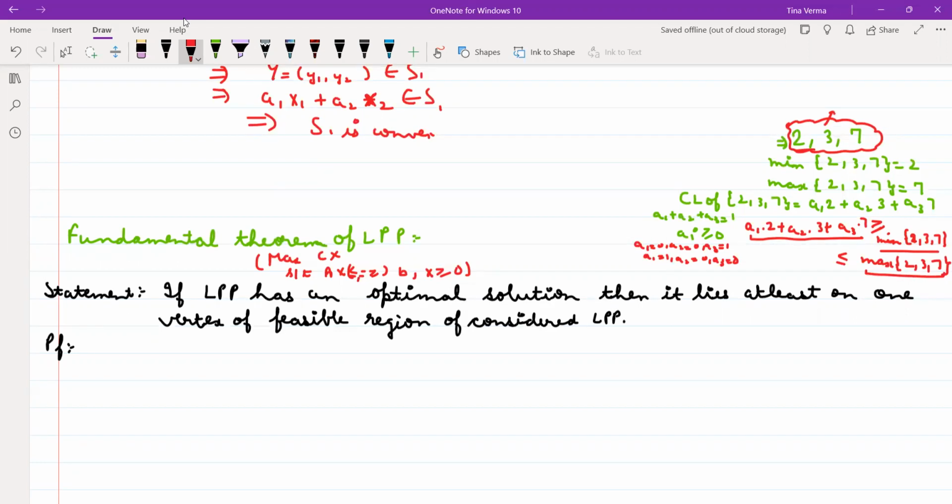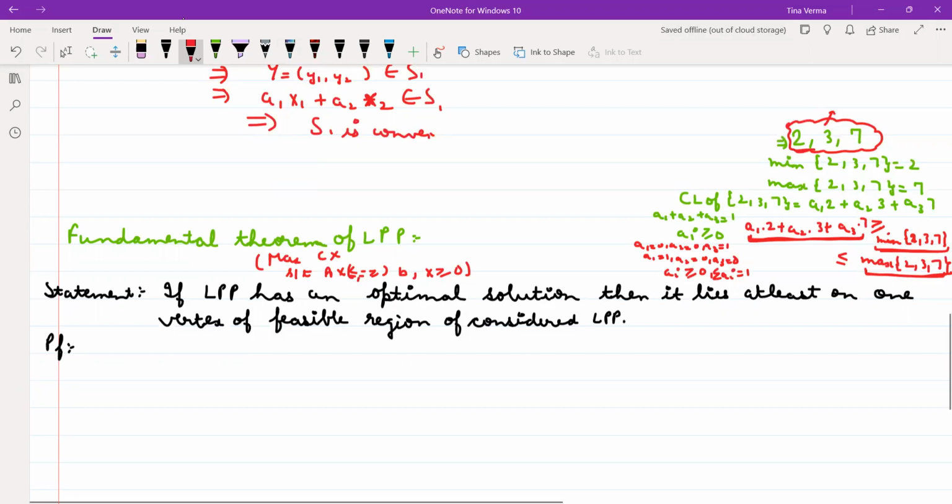You can put any value of a1, a2, because you have to take your ai's greater than or equal to 0 and the sum should be 1. So if the ai's are fractions, obviously when you multiply with the fraction, it will remain within the numbers 2, 3, 7. So this remark that we will use: whatever your CLC will be, it will always be greater than or equal to the minimum of those numbers and less than or equal to the maximum, that is 7.